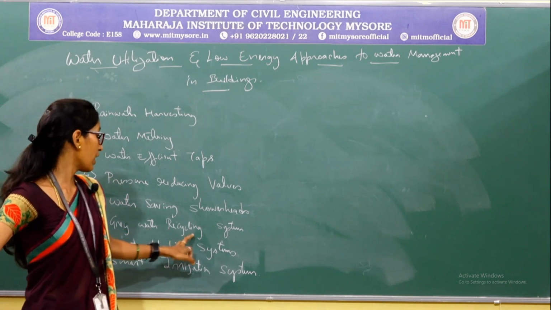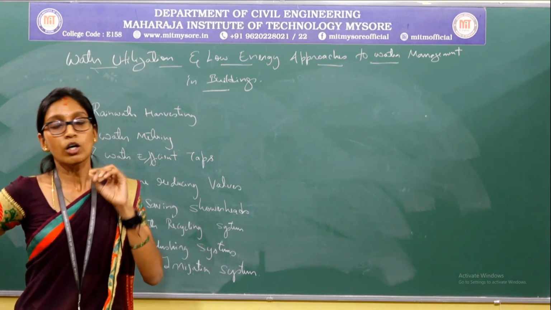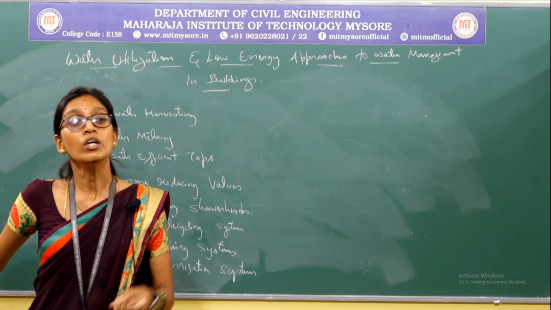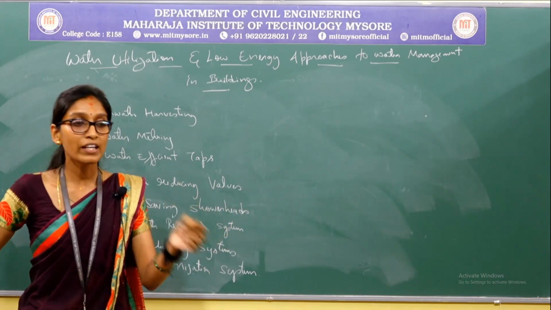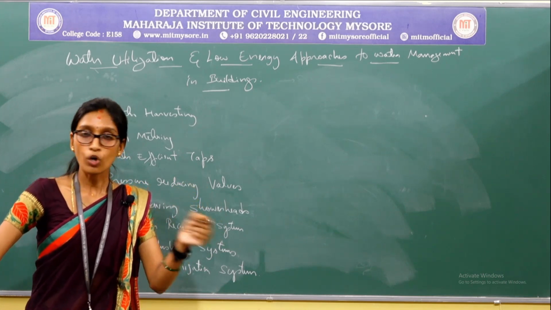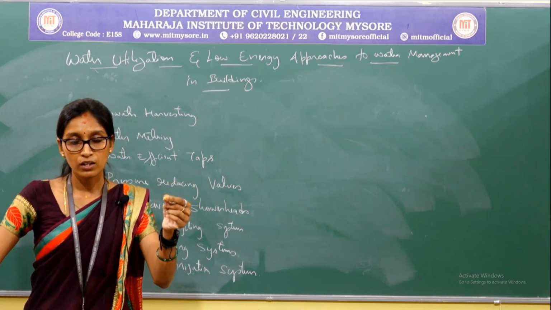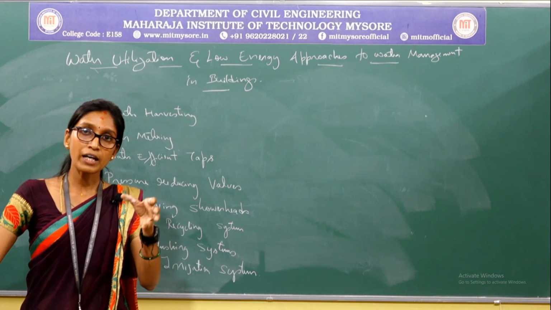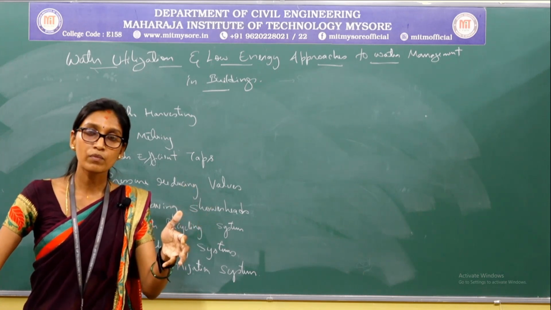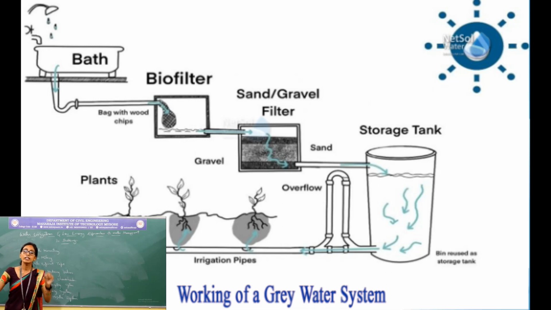So the next one is the grey water recycling system. Okay, so if I am going to reutilize the water which is let out through various household washings, such as dishwashing or washing of clothes, okay. If I am going to recycle this water, as the grey water in the initial stage will not be highly polluted, so this grey water which is let out from various household usages, what can we do? We can recycle it and reuse it.